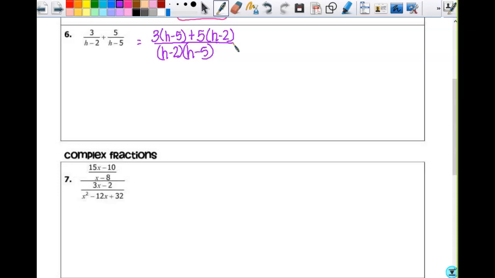Can I cancel out these h minus 2's? No. Because first of all, I just put it there so I could combine them, and I can't do that because there's addition right here. All right, so I'm going to distribute in the numerator. I'm going to get 3h minus 15 plus 5h minus 10 over h minus 2 times h minus 5.